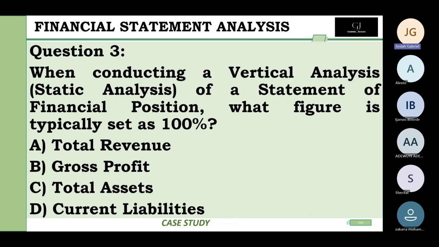Okay, so question 3. When conducting a vertical analysis, which speaks to static analysis of a statement of financial position, what figure is typically set as 100%? A, total revenue. B, gross profit. C, total assets. D, current liabilities. I'll repeat: A, total revenue, B, gross profit, C, total assets, and D, current assets.